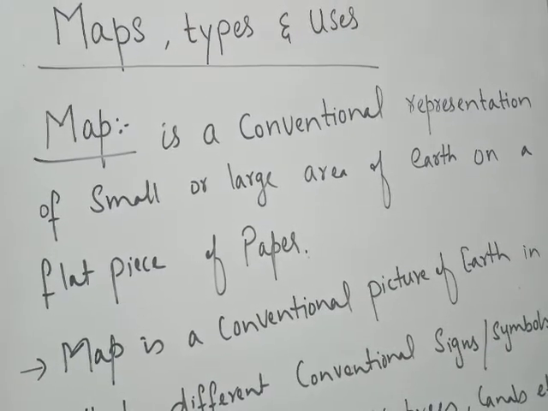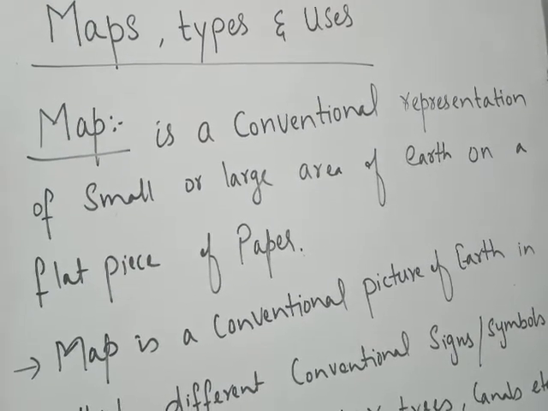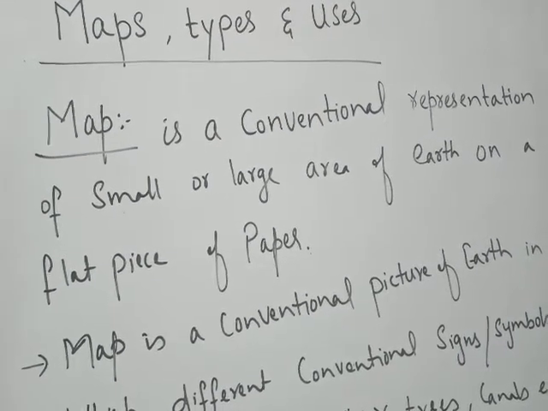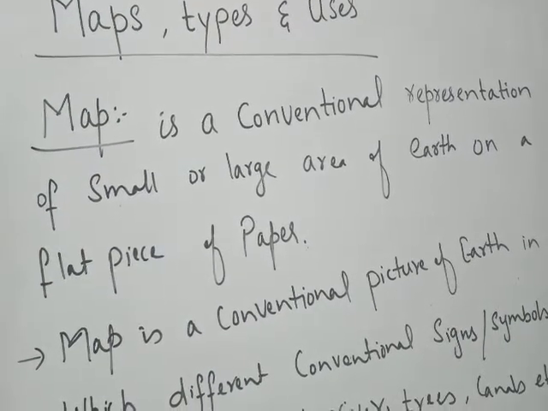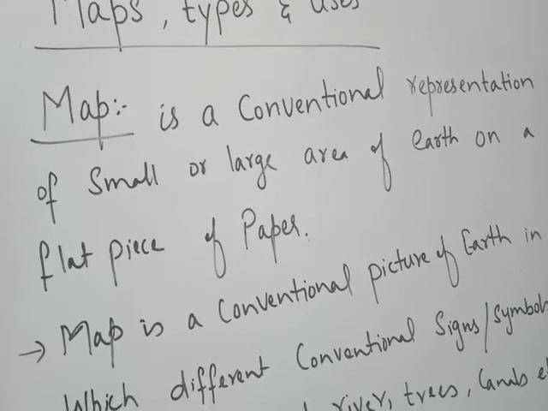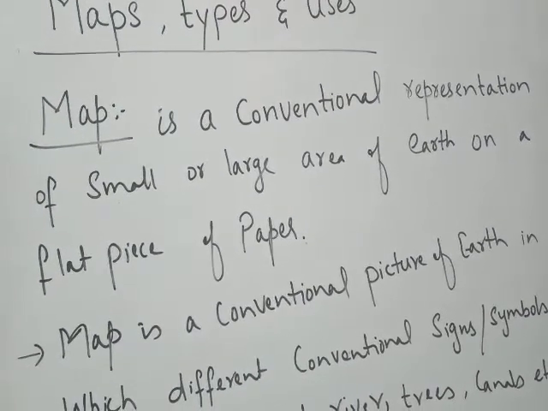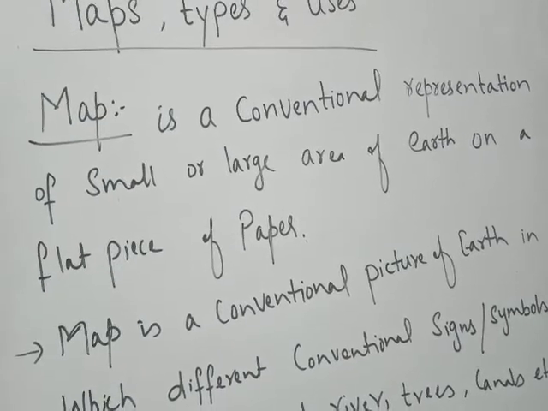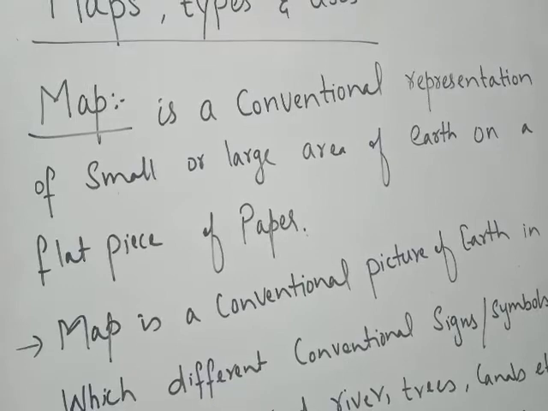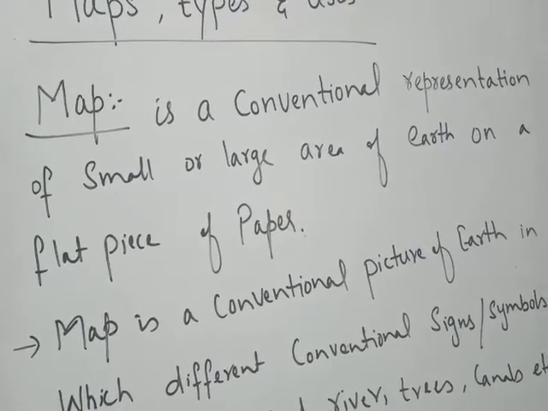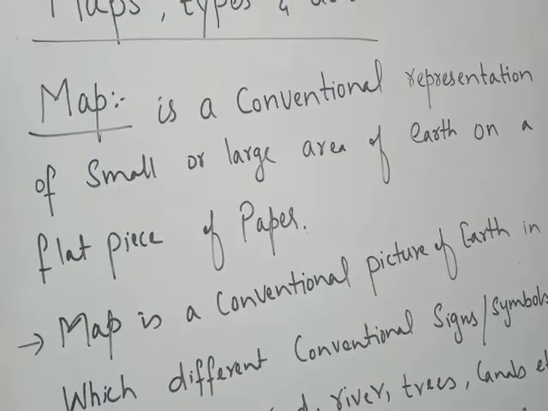So the definition of the map is, it is a conventional representation. Conventional, what does it mean? It means a traditional and very basic representation of a small or large area of the surface of the earth on a flat piece of paper. If you represent and draw a large area of the earth on that flat piece of paper, very conventionally and traditionally, that representation is called a map.